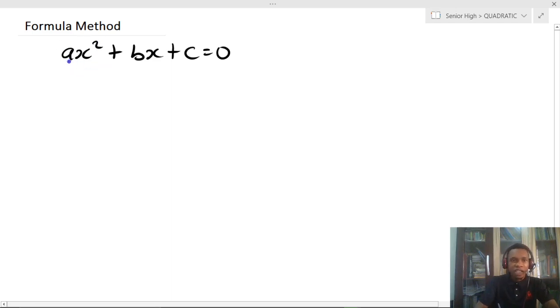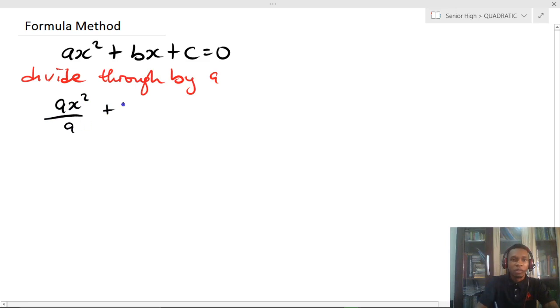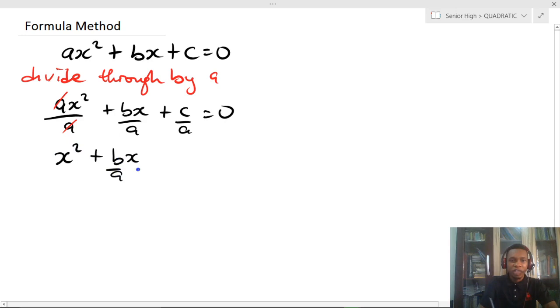So, since this a here is at this place, what do we do? We divide through by a. So dividing through by a, we have ax squared over a plus bx over a plus c over a is equal to 0. Now, since we're dividing through by a, we know that a cancels a here and every other one remains. So that will be what? x squared plus b over a x plus c over a is equal to 0.